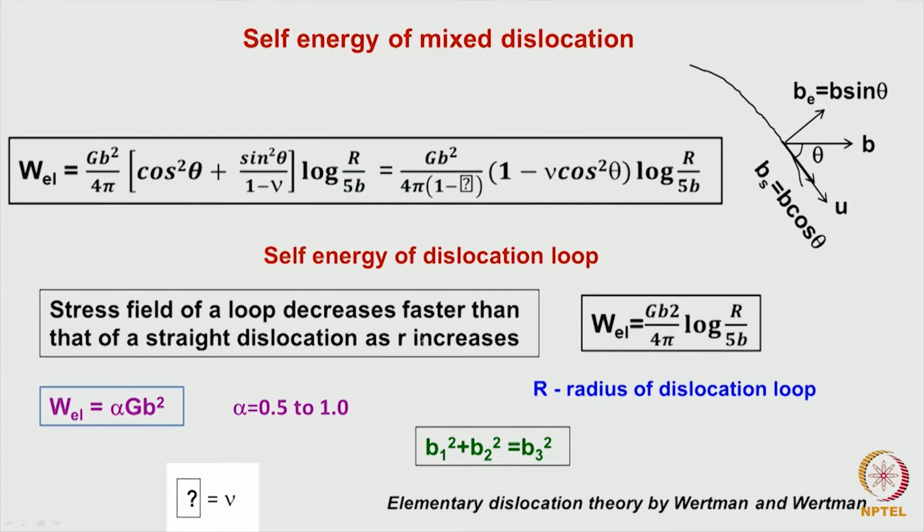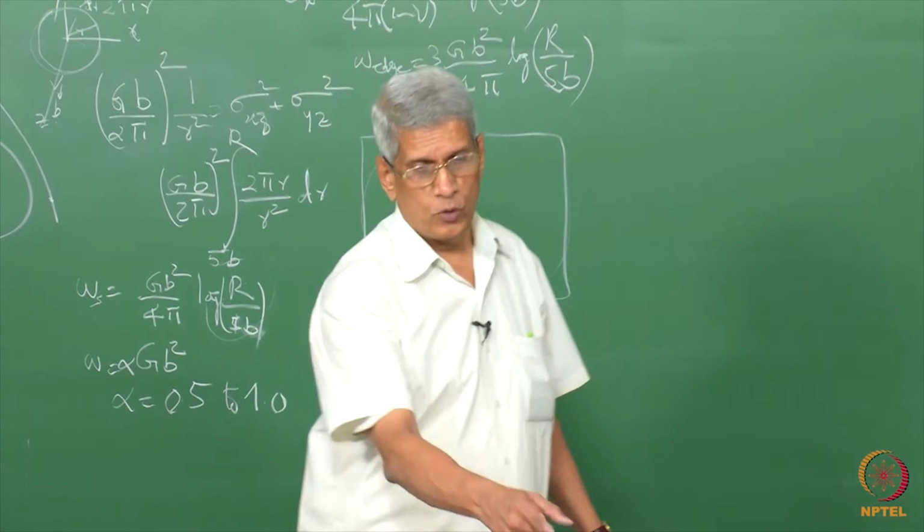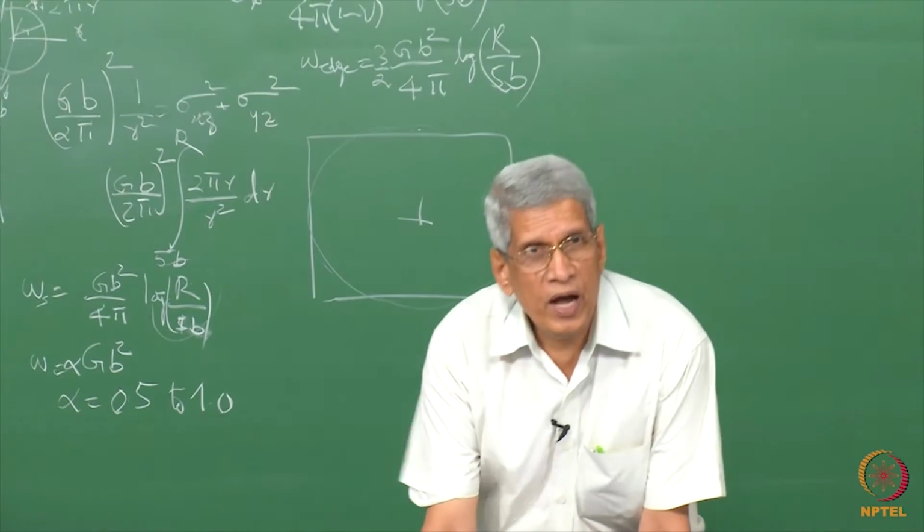But essentially the stress field decreases much more rapidly in a screw dislocation than in the case of an edge dislocation. Here, what is r? This r is nothing but the radius of the loop. It is not the dimension of the sample which you have chosen. Okay. So that's the only difference which one has to understand.